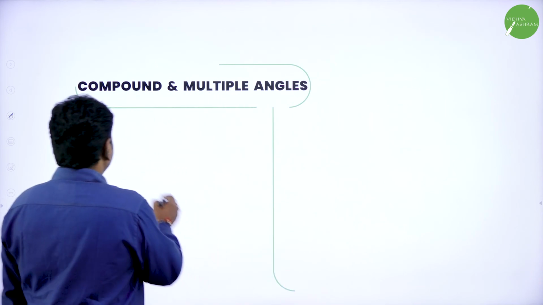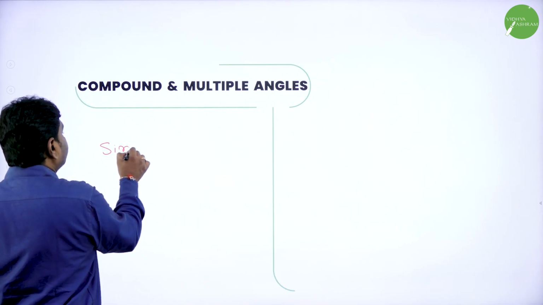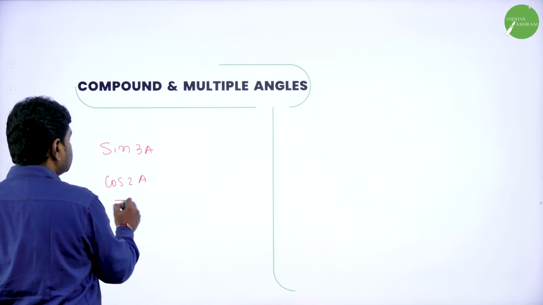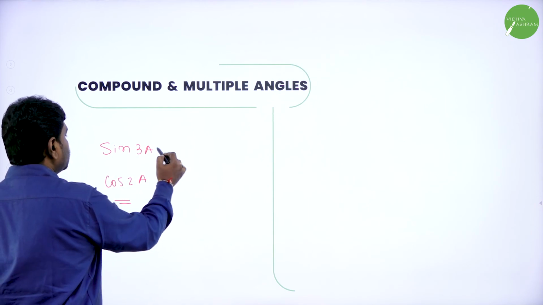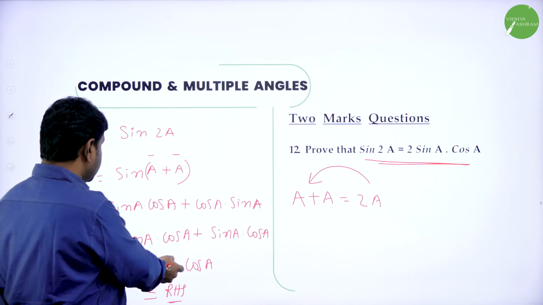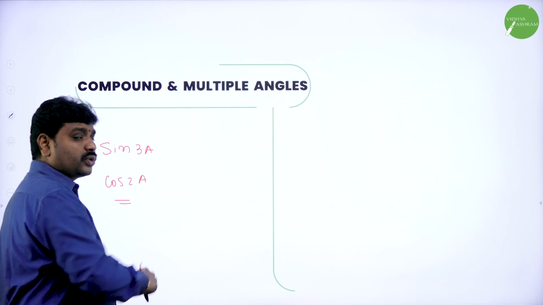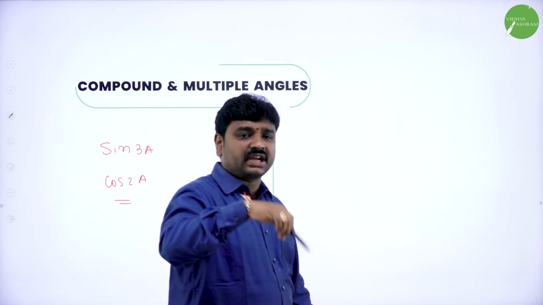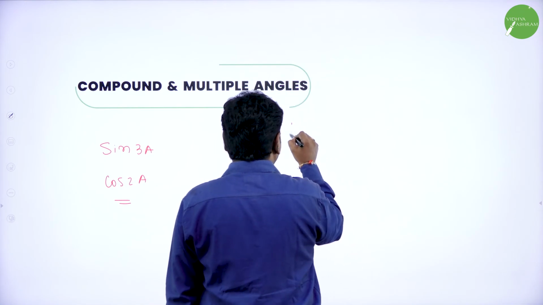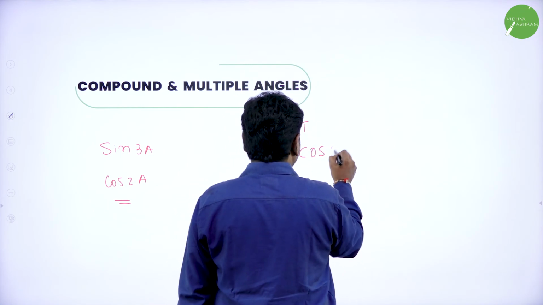So similarly, you can also prove sin 3a, cos 2a. All these things you can derive. So now at home, sin 3a can be written as 2a plus a, and sin 2a you can use this result. And cos 2a you can write cos a plus a, and you can arrive whatever the RHS is. So all of you try this.